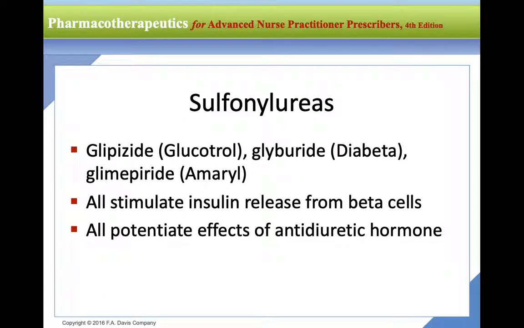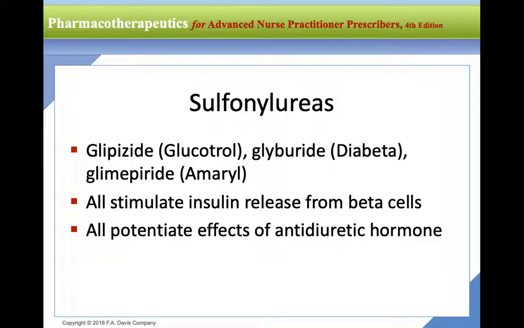So sulfonylureas, these are the three you're going to see on the market nowadays: glipizide, glyburide, and glimepiride. They all stimulate insulin release from the beta cells, and they all potentiate effects of antidiuretic hormone. One thing to know about these is they will cause insulin secretion no matter what. Whether the patient's eaten or hasn't eaten, no matter what their blood sugar is, it's going to cause secretion. So you want to make sure the patient is eating, and you want to watch the patient closely for hypoglycemia. They need to know the symptoms of it. Any change in medication can increase their risk of hypoglycemia.